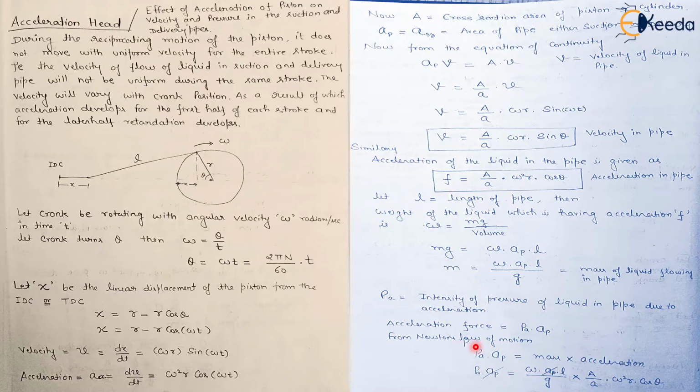So as per Newton's law of motion, the pressure force is equal to the force due to the acceleration. So p a into a p, that means pressure in pipe into area of pipe, is equal to mass into acceleration. Mass we calculated W into a p into L by g, and acceleration we have calculated this one, capital A by small a omega square r cos theta. Now from here a p will cancel out, so we get p a is equal to L by g into W into capital A by small a omega square r cos theta. This one is the omega, you remember, the angular velocity, and this one is the specific weight.